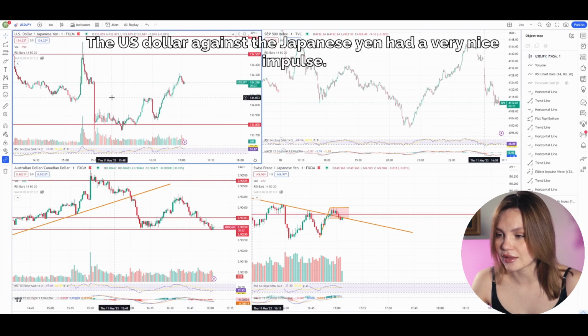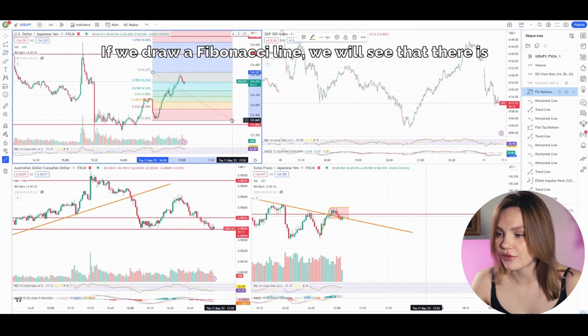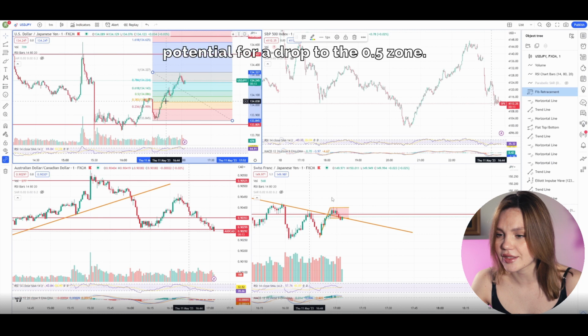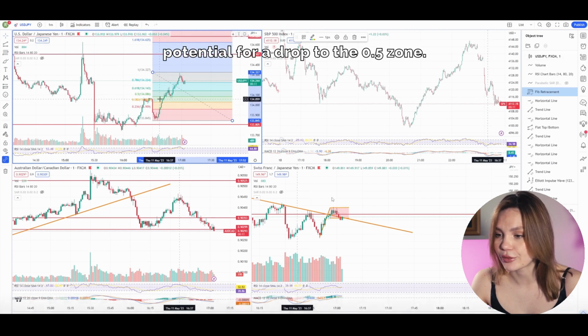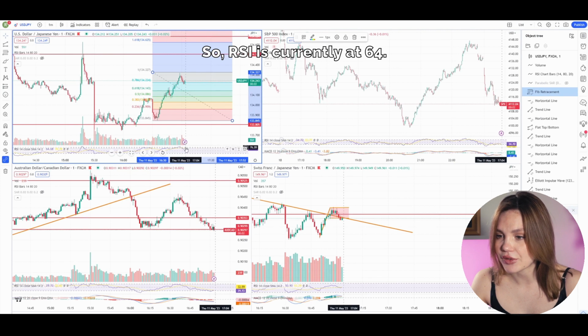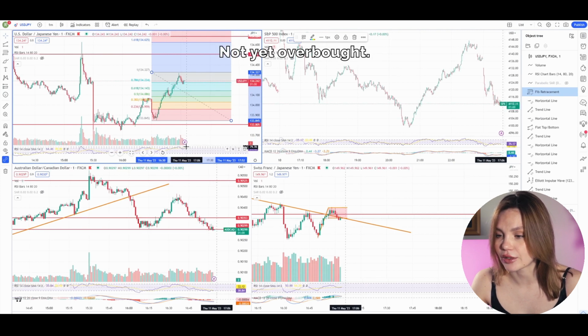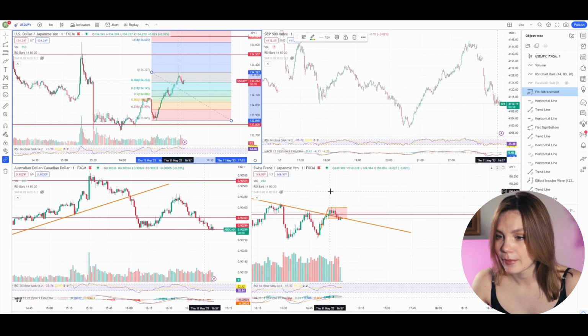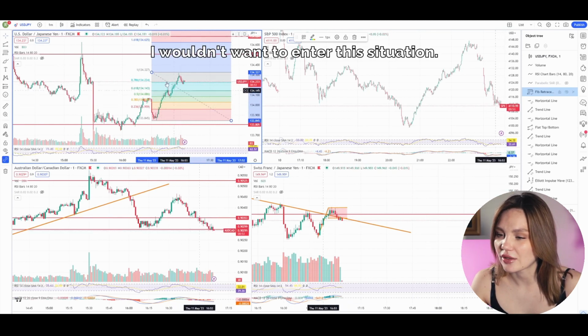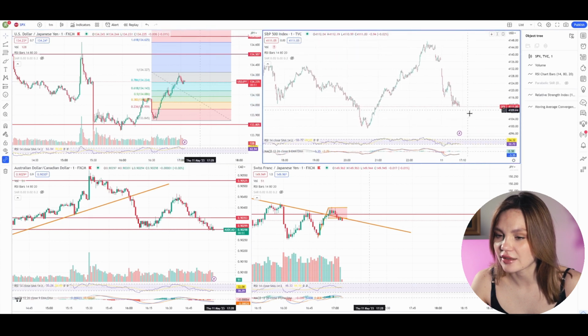The US dollar against the Japanese yen had a very nice impulse, a very good impulse. If we draw a Fibonacci line, we will see that there is potential for a drop to the 0.5 zone. However, we bounced off in the 0.786 zone and started to rise. So RSI is currently at 64, not yet overbought. I wouldn't want to enter this situation. Let's pass on it and see what we have next.